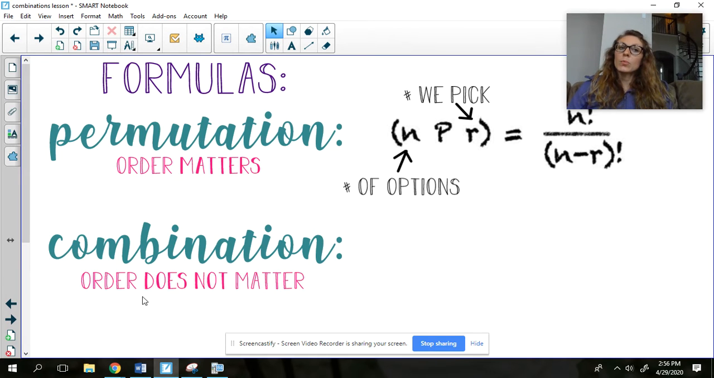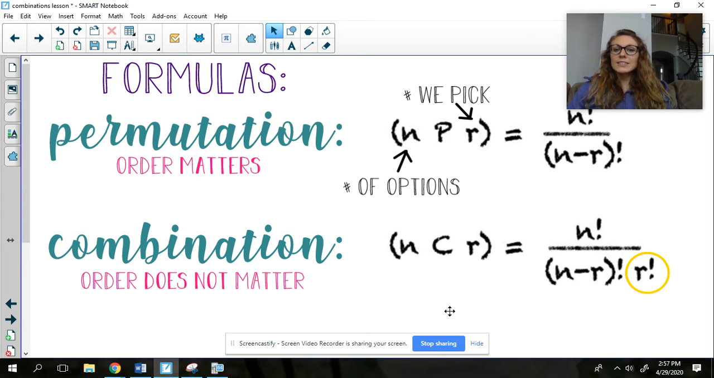But in a combination, when order doesn't matter, we're going to have a lot fewer total outcomes. So the formula looks like this. It's almost the same. We still have the n factorial in the numerator. In our denominator, we still have the n minus r factorial. But notice right here, we also have this r factorial. Dividing away r factorial gets rid of all of the extra repeats that we were seeing in that example.